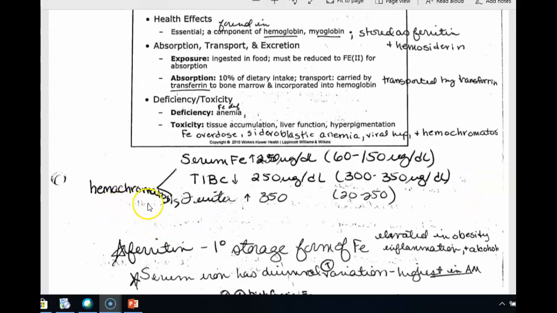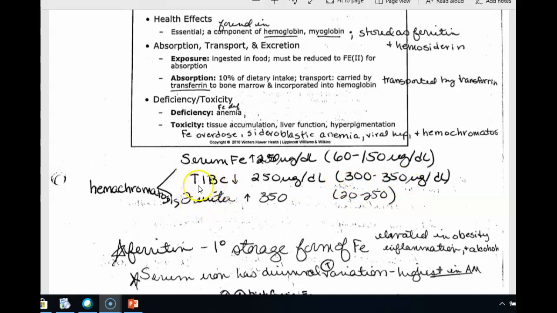So in the condition of hemochromatosis, the serum iron will be increased, for example, 250 micrograms per deciliter. The reference range for serum iron is 60 to 150 micrograms per deciliter. The total iron binding capacity, and I'll talk about this in a minute, means that the total iron that could be bound is decreased to, for example, 250 micrograms per deciliter. Reference range for the total iron binding capacity is 300 to 350.